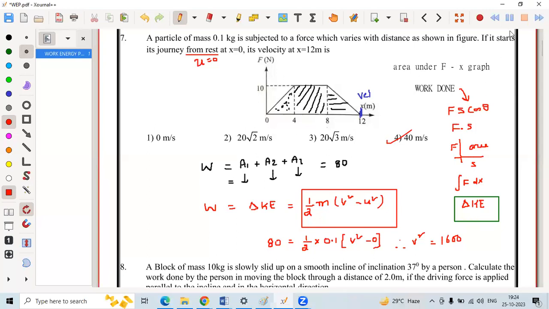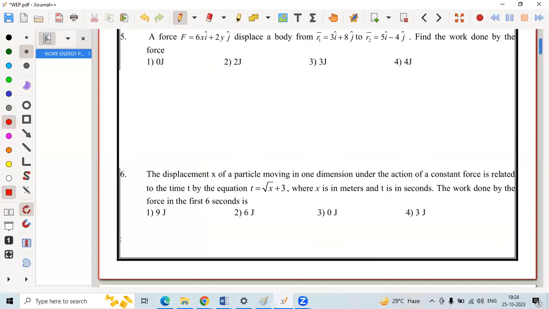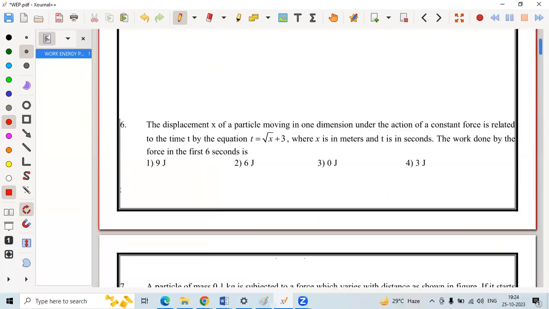Okay. Now I'll give one more question. You please try. Do the sixth question, but before that let's look at the question. If you feel difficulty, I will do it. The displacement of a particle moving in one dimension. So it is given that it is 1D motion. It's clearly given that it is 1D motion.